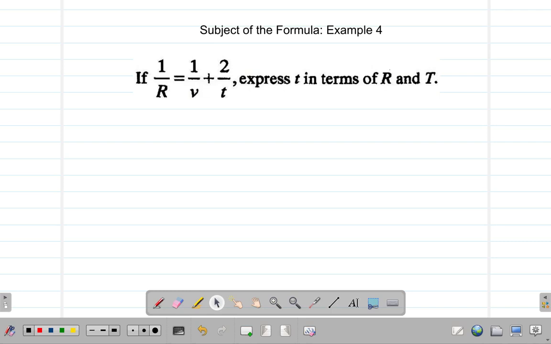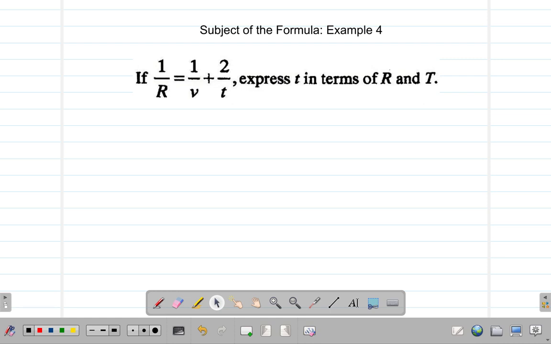Another example, subject of the formula. This is example 4. This is from our CXC past paper. It says, express small t in terms of R and big T. So pause the video and try it. You pause, try it, and you finish. Alright, we see what happens here.